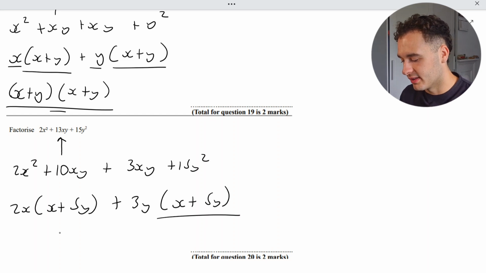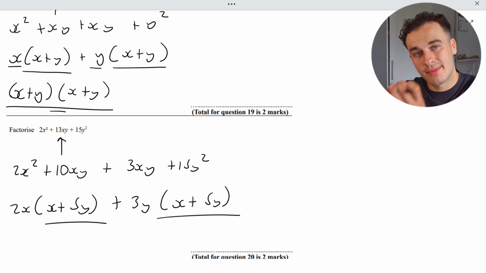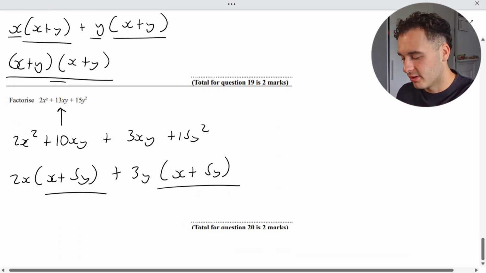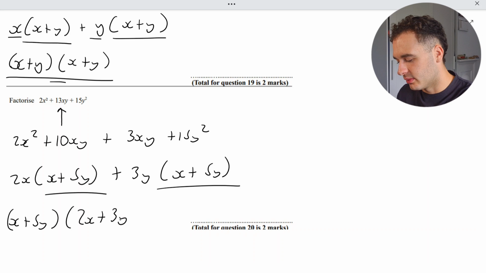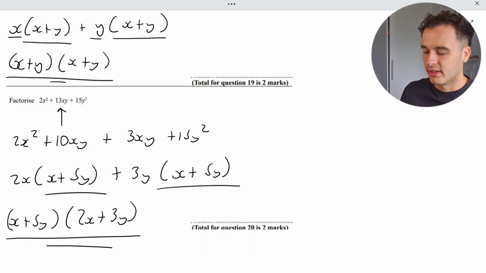So these brackets are the same, so we can factorize them brackets out from both these terms. So we've got x plus 5y, and then that would be 2x plus 3y. And that is your final answer there.